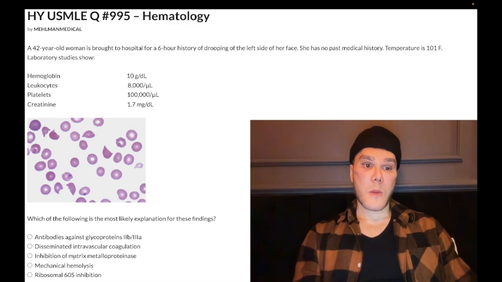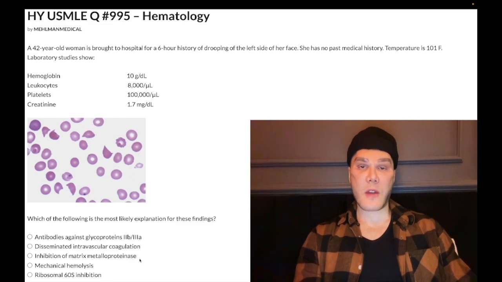So inhibition of matrix metalloproteinase is going to prevent the degradation of von Willebrand factor multimers, okay? And it's going to lead to shearing of RBCs within the vascular spaces, leading to the schistocytosis. Let's just hop to the other answers here. Choice D, mechanical hemolysis, wrong answer. As I just said, you can have prosthetic valves causing shearing of RBCs, leading to schistocytosis.